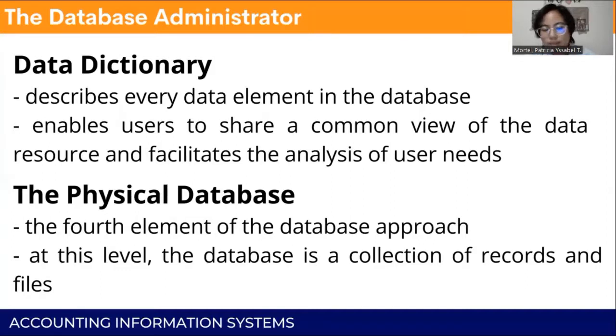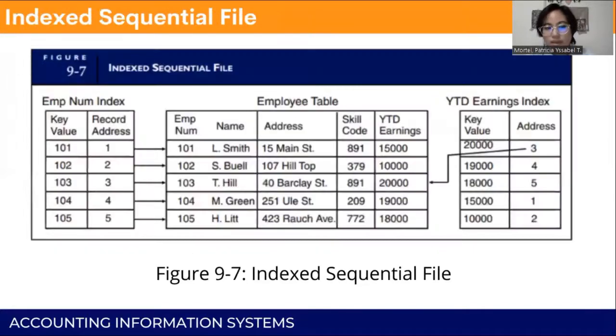The fourth and last element of the database approach is the physical database. It is the lowest level of database and consists of magnetic spots on magnetic disk. The other levels of the database are abstract representations of the physical level. Also, at this level, the database is a collection of records and files. The next figure, figure 9.7, depicts the index sequential file.